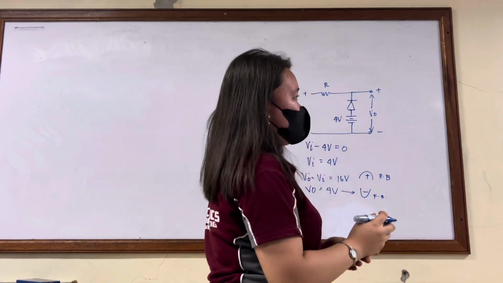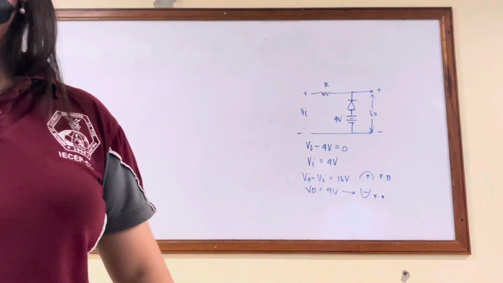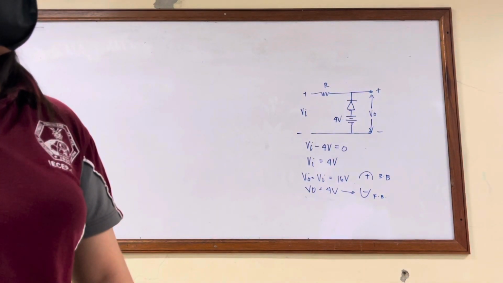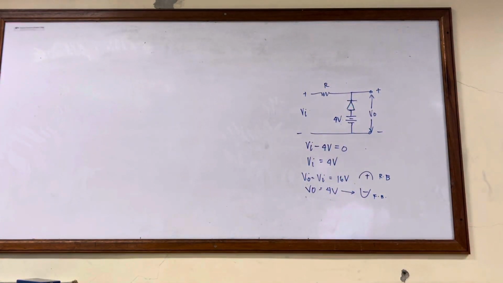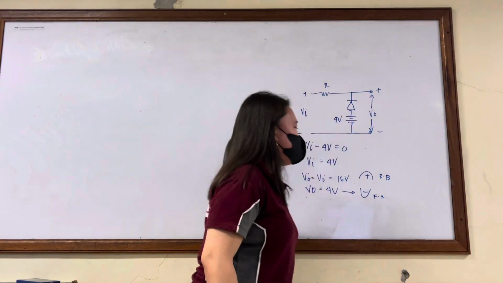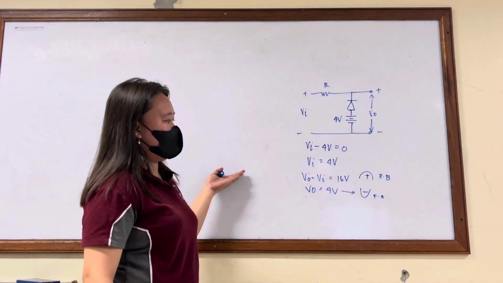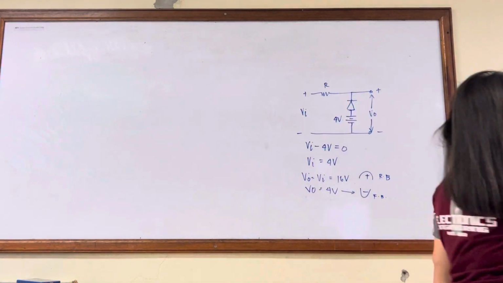Okay, now if you graph it, class, this is our sawtooth wave. This is our transition voltage. Above, below. Now on this part, this is on reverse bias condition. On reverse bias condition, what is our output? 16. This one is reverse bias.